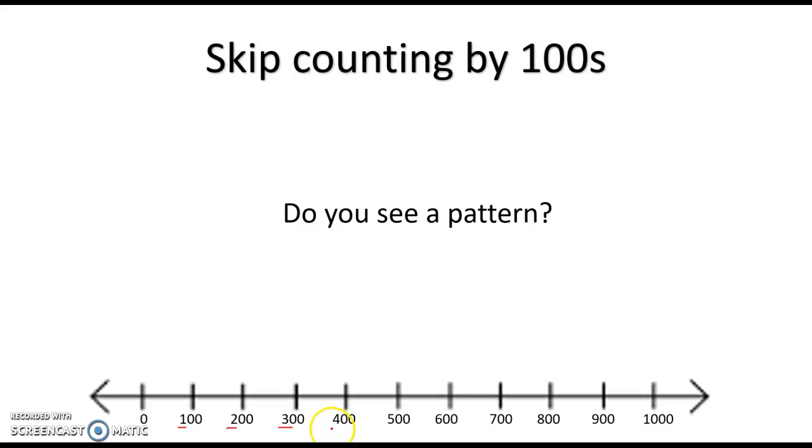100, 200, 300, 400, 500, 600, 700, 800, 900, and then we go back to 0 because we've gotten into the thousands. Then it would be 1,100, 1,200. So when we're looking for missing numbers on number lines, we want to think about those patterns.